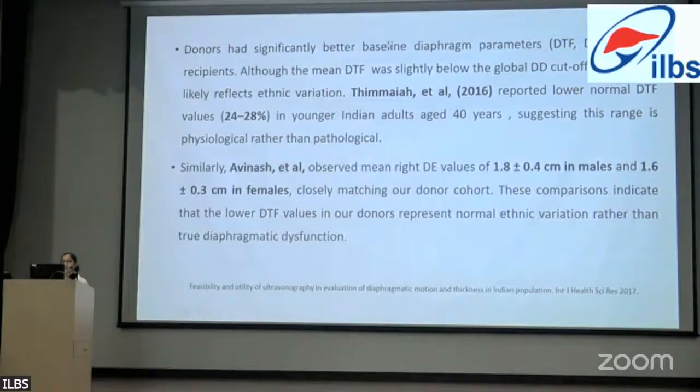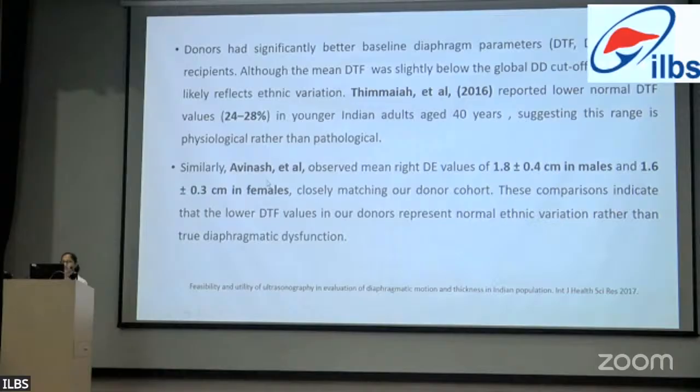But the donors had better baseline diaphragmatic parameters in terms of DTF, DE, and TI than recipients. Although the mean DTF was below the global diaphragmatic dysfunction cutoff of 29%, it could be because of ethnic variation. Timma et al. have reported lower normal DTF values in younger Indian adults, about 24 to 28%, suggesting that this range is physiological rather than pathological.